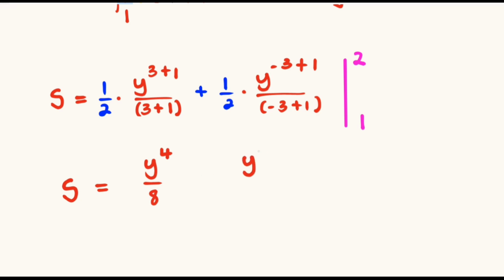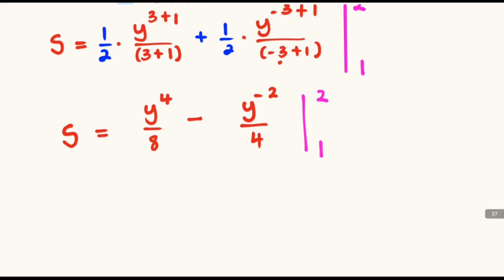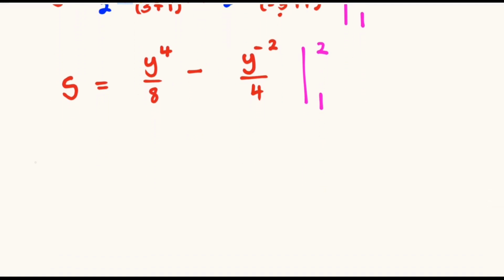We have y to the power negative 2, and negative 3 plus 1 will be equal to negative 2. We multiply it with the 2, and this will be equal to negative 4, and our limits are positive 2 and 1. So now we can substitute the limits.